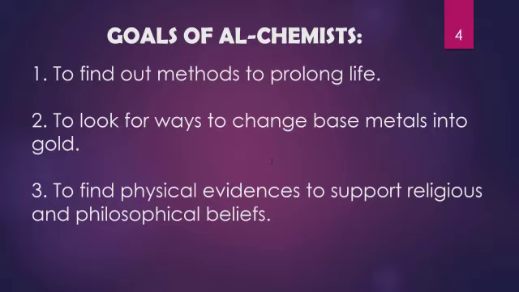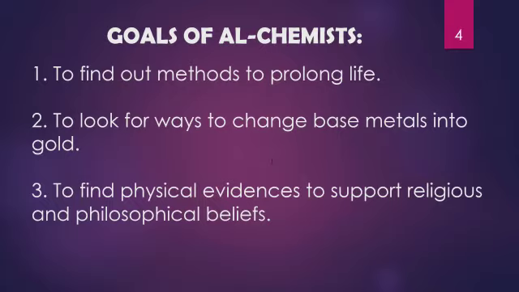What was their second goal? Their second aim was to look for ways. Ways means methods. So their second goal was to look for methods to change base metals into gold. What are base metals? Base metals means common metals, which are low-cost metals. For example, you have heard about some metals like iron, copper, etc. So these common metals are base metals. And alchemists tried a lot to convert these base metals into gold. As we all know, gold is a very precious metal. They tried a lot to convert these common metals into gold, but again they failed in doing so.